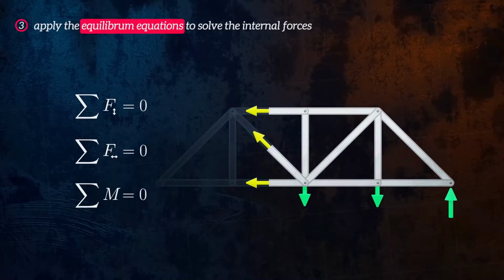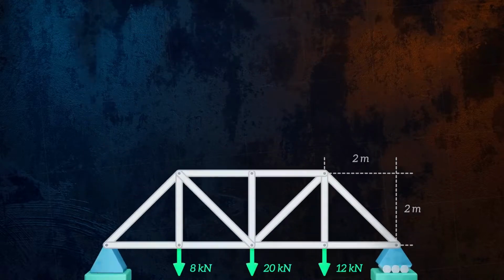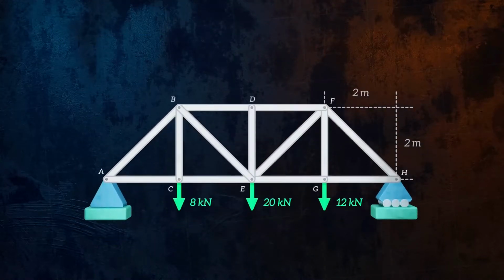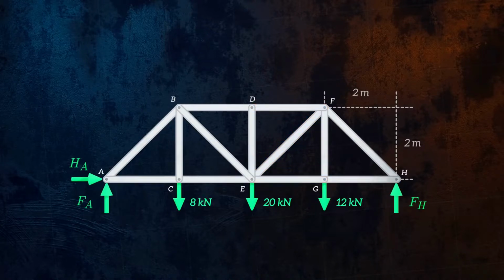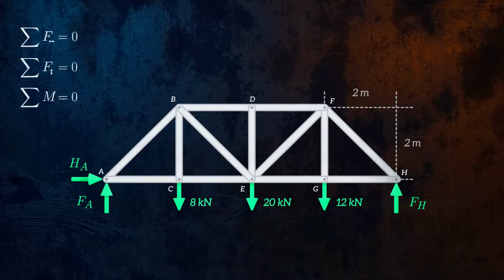The method of sections is best used when you have a truss which has a lot of members, but you are only interested in the loading in a few specific members. Let's look at an example. We need to determine the internal forces in these three members. First, let's draw the free body diagram and apply the equilibrium equations to calculate the reaction forces.